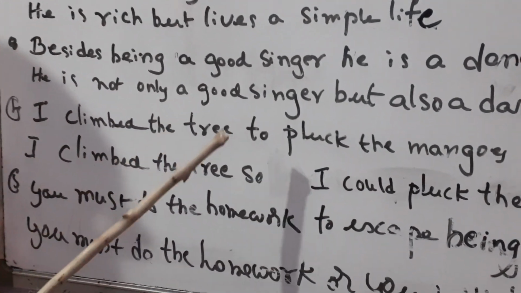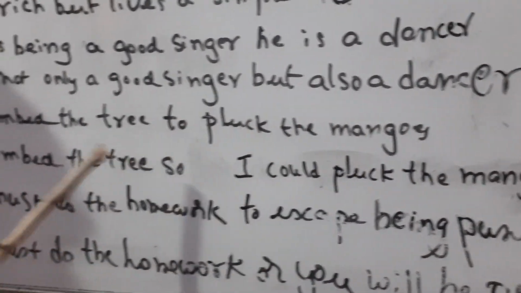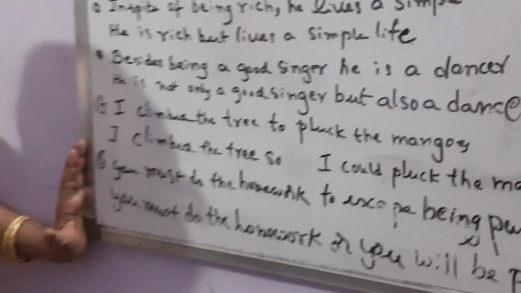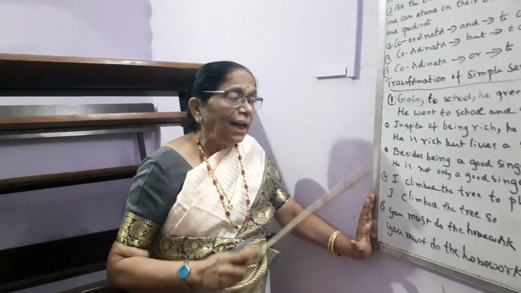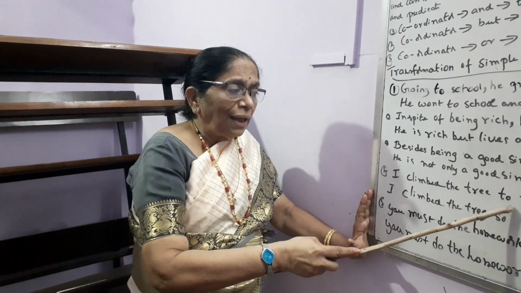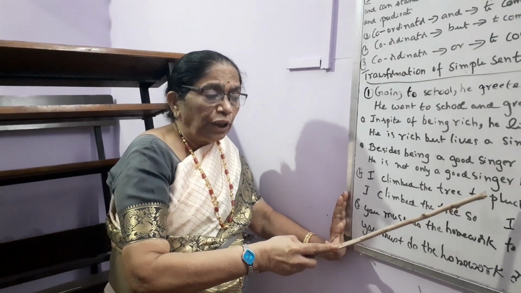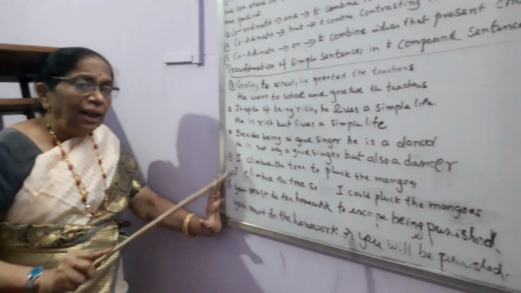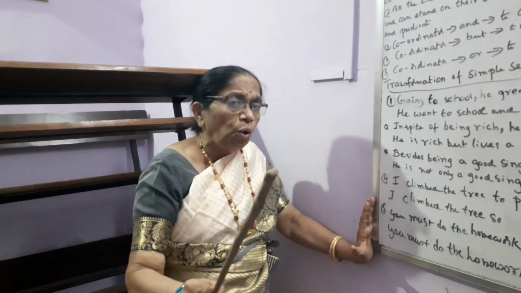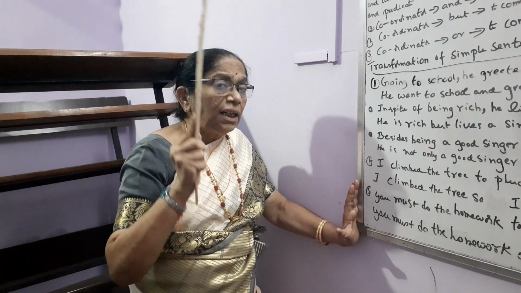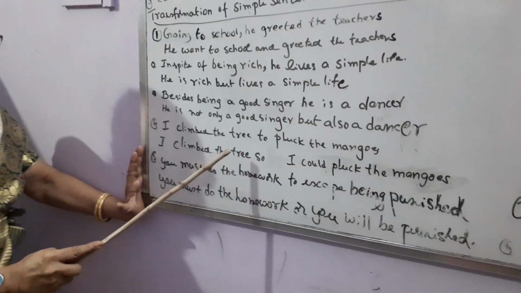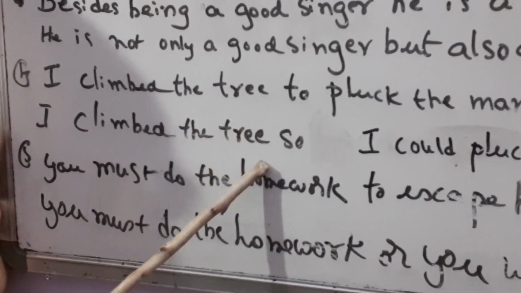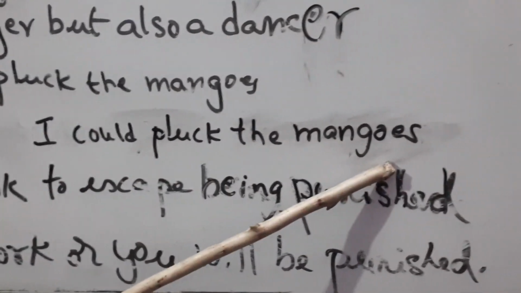Next, I climbed the tree to pluck the mangoes. If a simple sentence has two verbs and the second verb is joined by the infinitive to, then the compound sentence will generally use so. Now see the answer. I climbed the tree so I could pluck the mangoes.